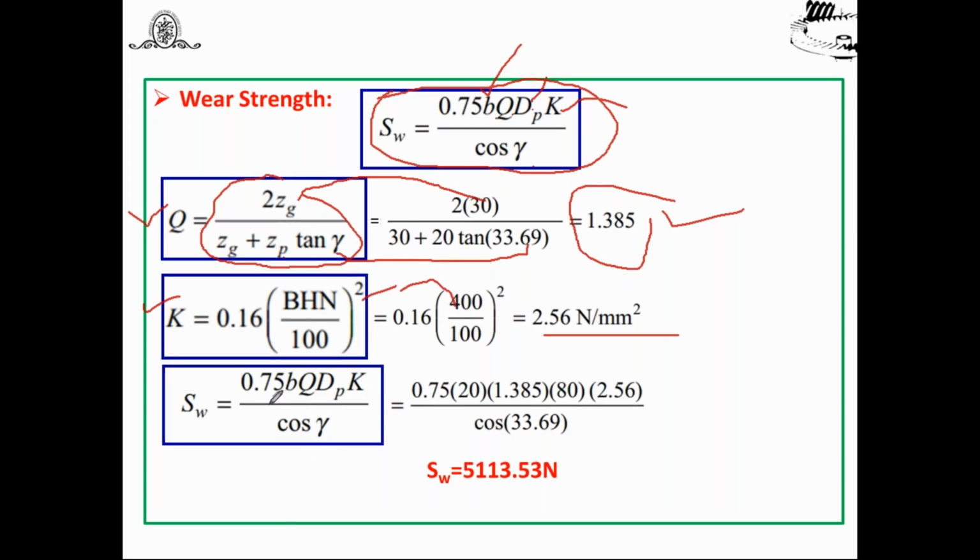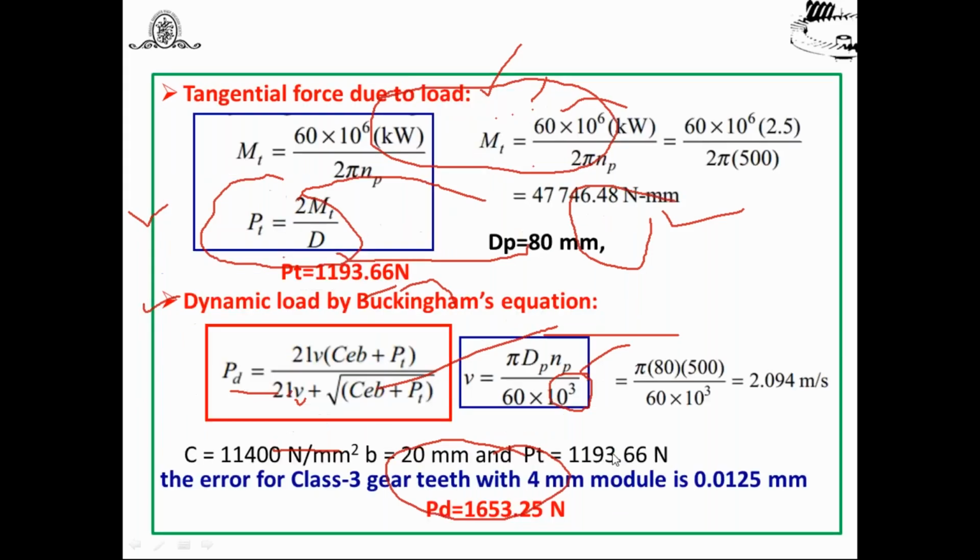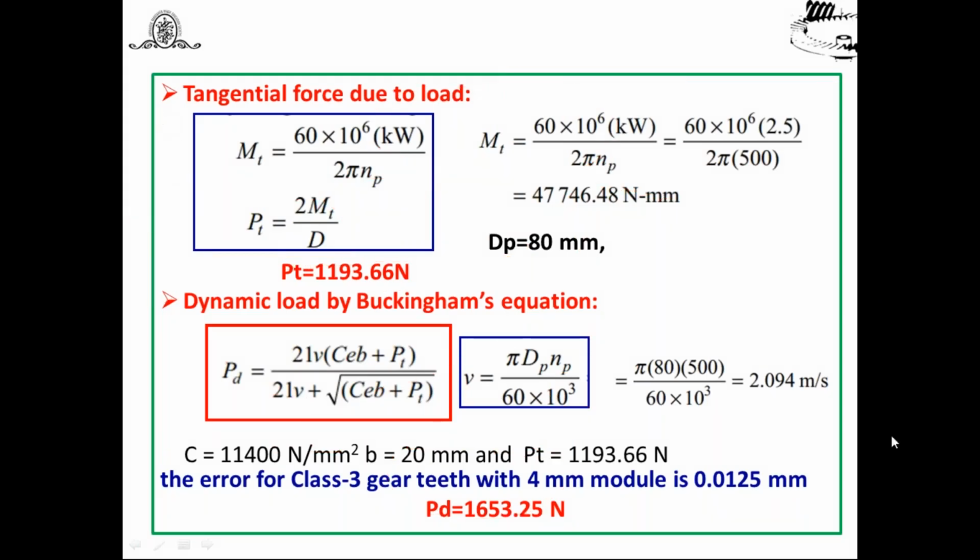Once you know this value, you can substitute. 0.75 B is given, Q calculated, dP already calculated while calculating SB, K calculated. You can substitute all the values, you will get SW. Now, after calculating SW and SB, we have to find out the FOS against pitting and bending failure.